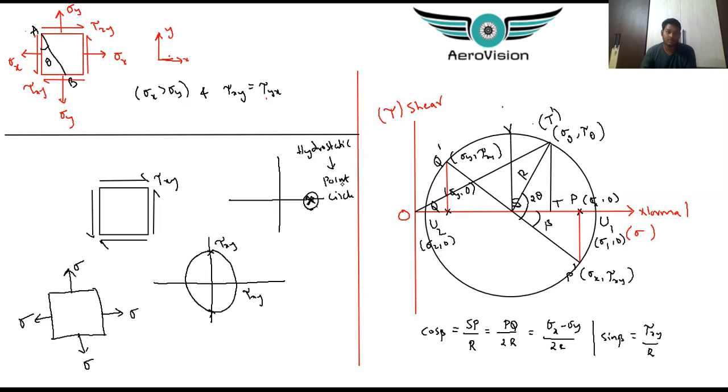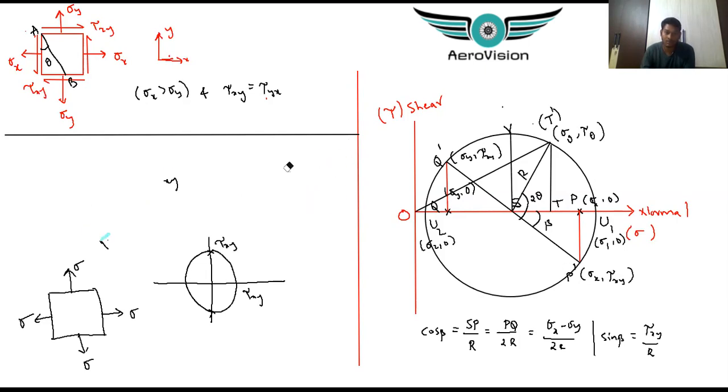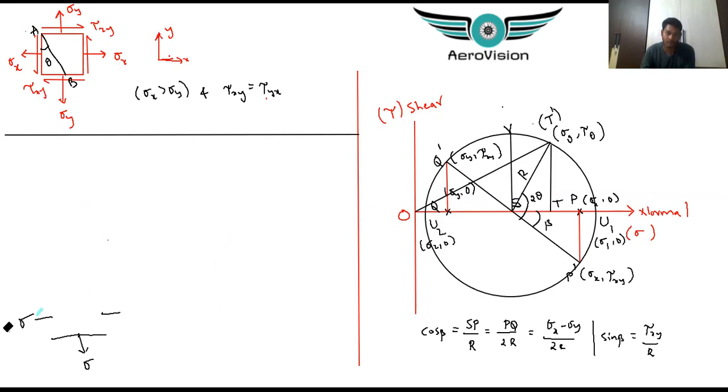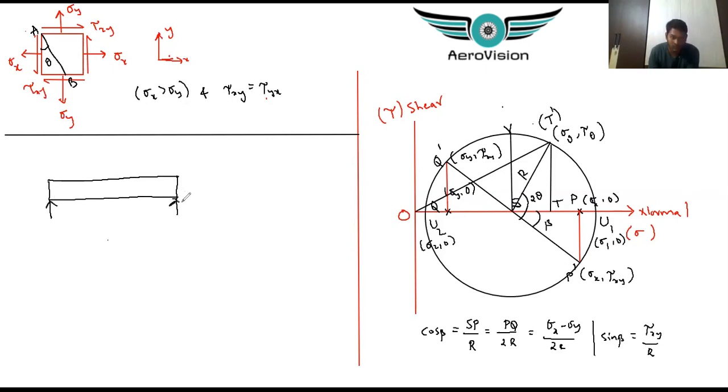Okay, there are so many other cases. Some questions may be asked like this. For example, there is a simply supported beam subjected to uniformly distributed load. So this is the neutral axis. At mid-span, here is a point P. So draw the MOHR'S CIRCLE for the stress state at point P.